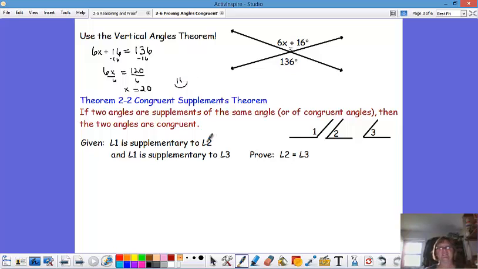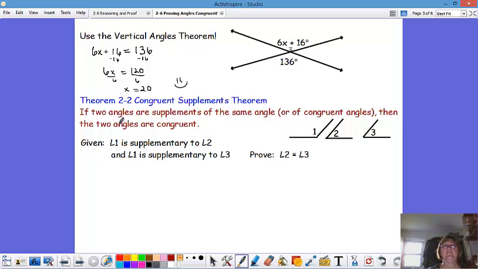We used the vertical angle theorem, so we'll see some problems like that in class tomorrow as well. We basically have several theorems that we're going to walk through in today's time. So we're going to use a very similar technique to prove Theorem 2.2. This is the way our book numbers them: Chapter 2, Theorem 2. The congruent supplements theorem, it's called.